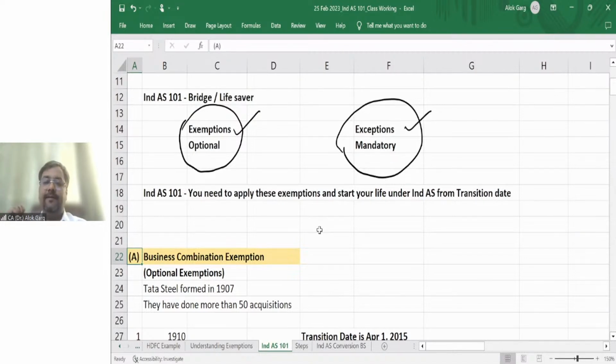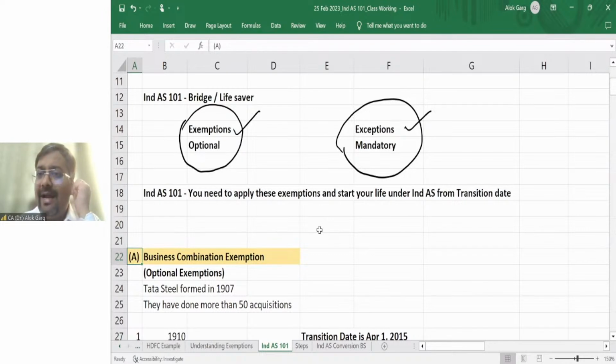etc., etc. Right? So let's say today I'm sitting in 2022-23, and now I want to convert my balance sheet into Ind AS. If the current year is 22-23, what is the comparative year? It is 21-22. What is the transition date? It is 1st April 21. So I need to start my Ind AS journey from 1st April 21.